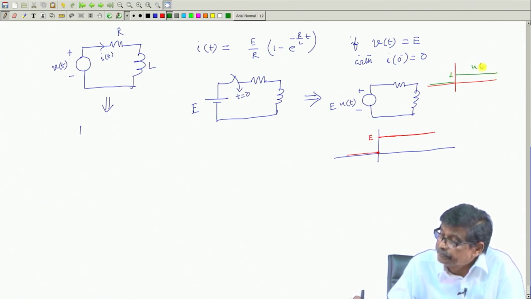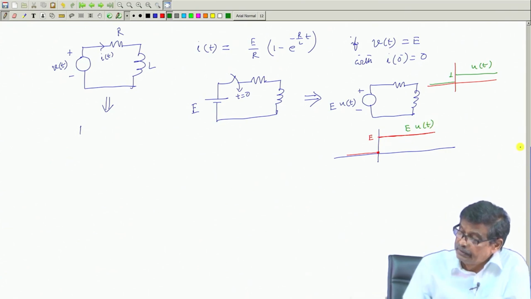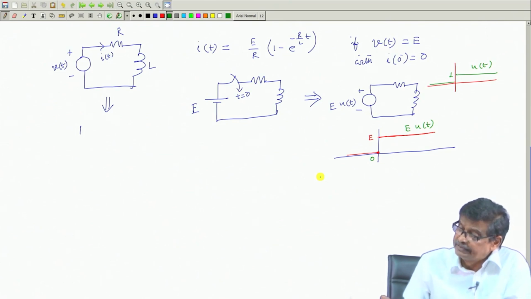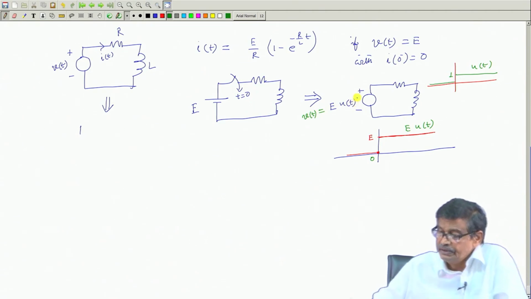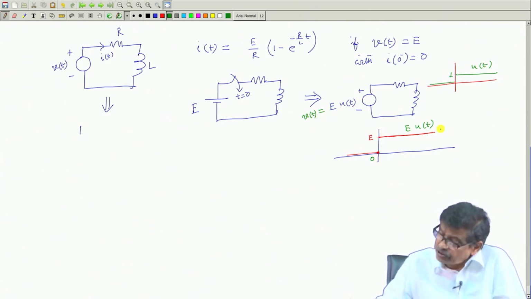This is u(t), and obviously this function is E into u(t), where E is a constant number. This is t equal to 0. So, if I say there is a circuit where this voltage V(t) is E into u(t), I mean that this voltage has been applied to the circuit. For t less than 0, the applied voltage was 0.